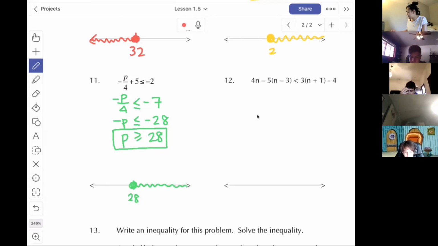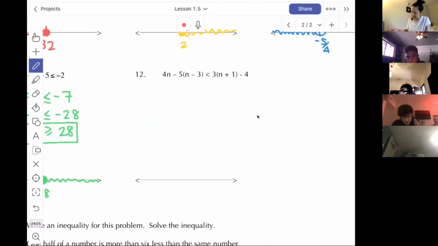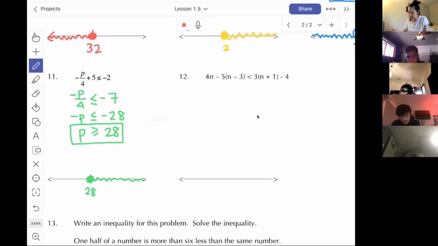All right, and our last one for this type, number 12, Jackson. Go for it. First off, distribute the 5 into the equation, and 3n. Nice. Okay, so tell me what to write actually for this one. Okay, it's 4n minus 5n minus 15. Ooh, careful. When you distribute, that's the -5, so it'd be minus 5n plus 15. There it is. Good. Is greater than 3n plus 3 minus 4. Good. And I think you meant less than, but it's cool.